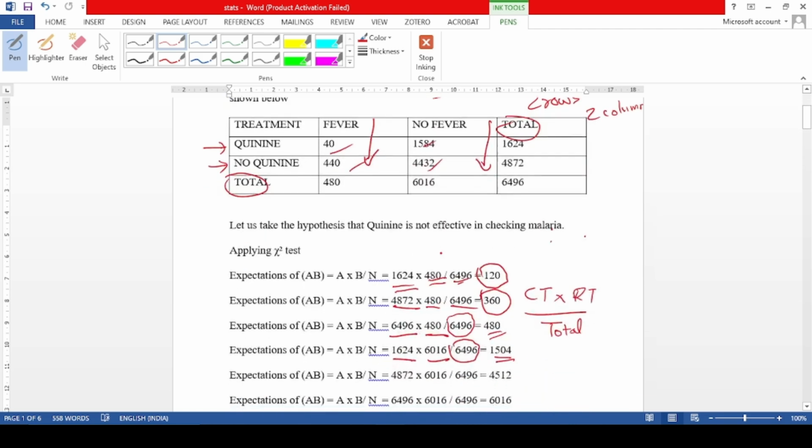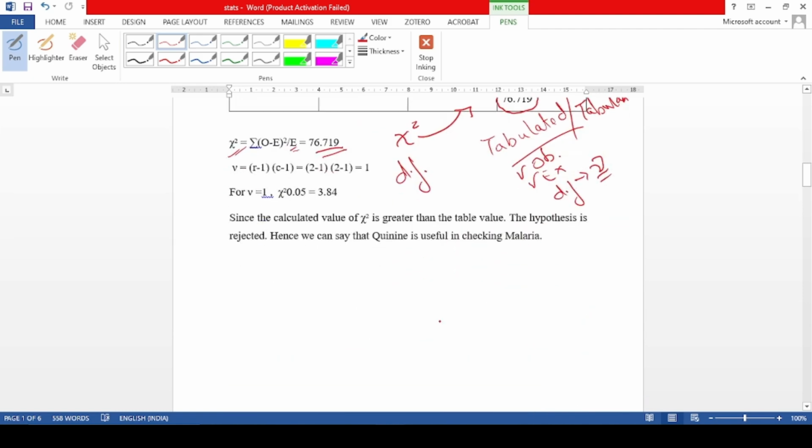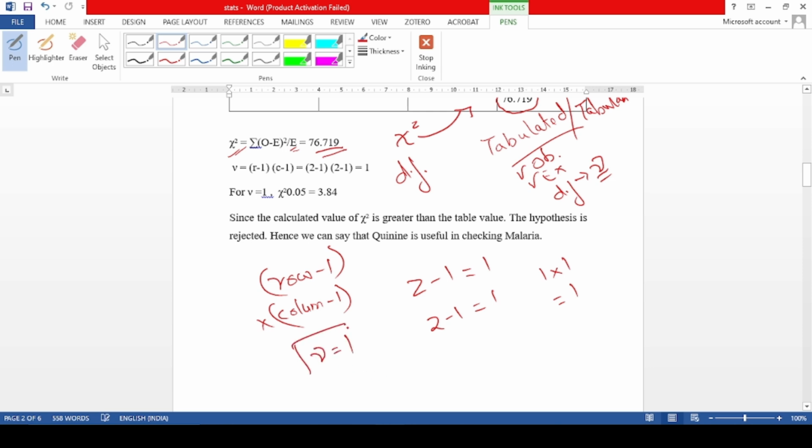For finding the degree of freedom, we subtract one from the rows and one from the columns, and then multiply these two. We had two rows, 2 minus 1 is 1, and we had two columns, 2 minus 1 is 1. So 1 into 1 is 1 only. So the degree of freedom for this numerical is 1.